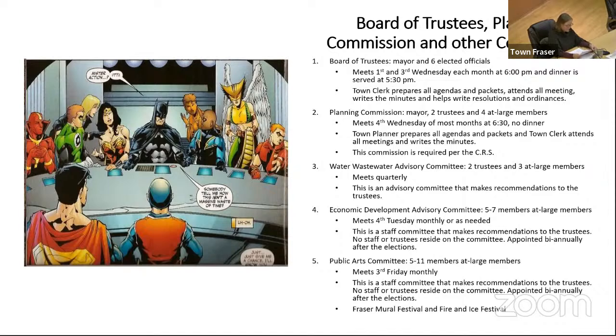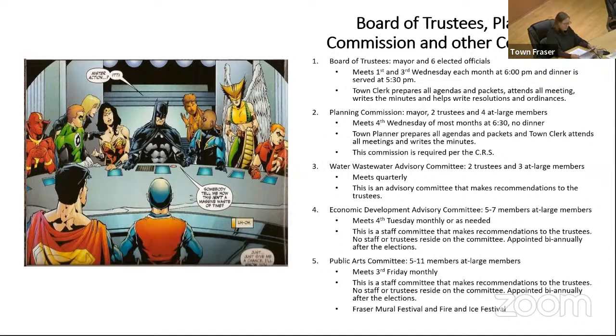I attend all of the planning commission meetings also, and this consists of, again, the mayor, 2 trustees, and 4 at-large members. They meet the 4th Wednesday of most months at 6:30, and the town does not provide dinner for that committee. The town planner prepares all of the agendas and the packets, but the town clerk attends all of the meetings, writes the minutes, and assists the town planner with whatever she may need. And again, the commission is required per the Colorado Revised Statutes.